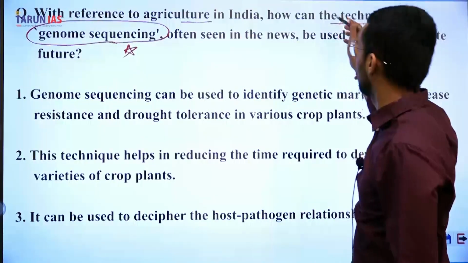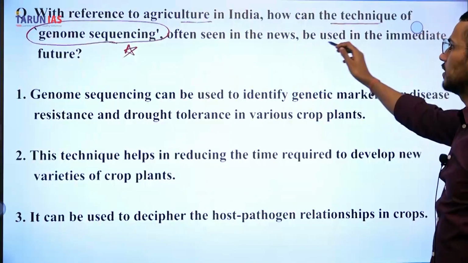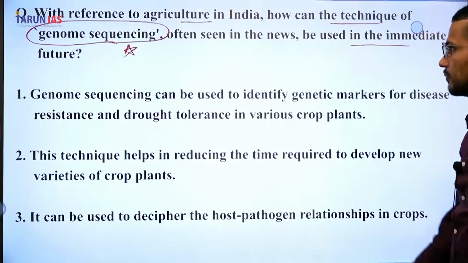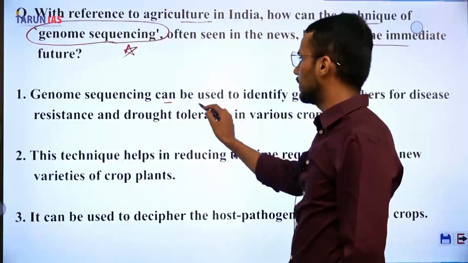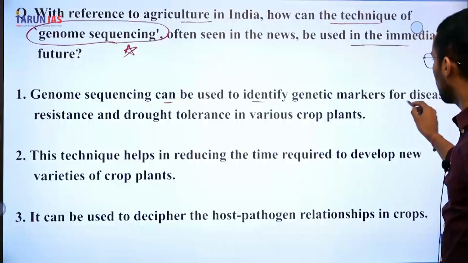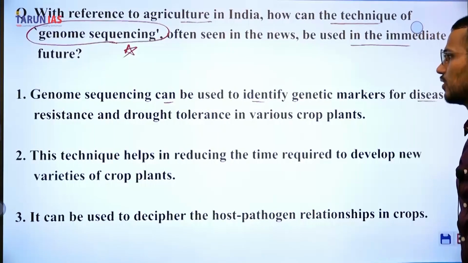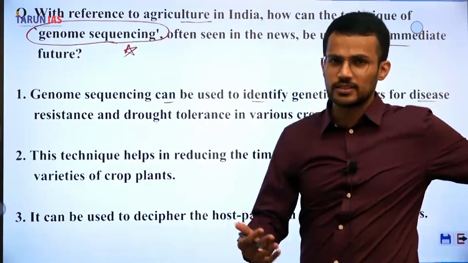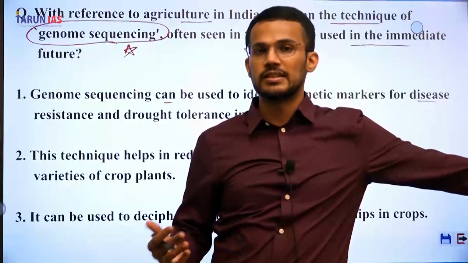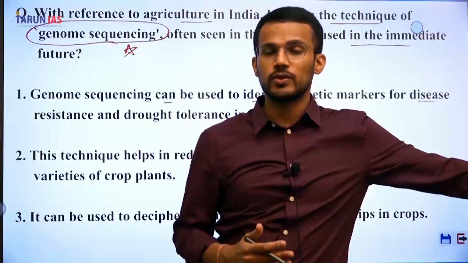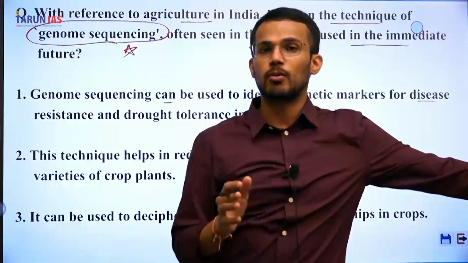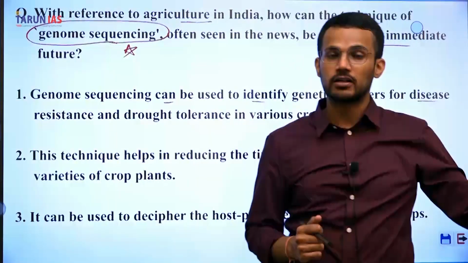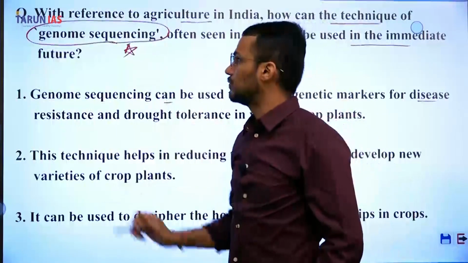With reference to agriculture in India, how can the technique of genome sequencing, often seen in the news, be used in the immediate future? Fine. So statements are: first, genome sequencing can be used to identify genetic markers for disease resistance and drought tolerance in various crop plants. Yes, this is the advantage of genome sequencing in agriculture, because in genome sequencing we will be able to get information about various markers, and the characteristics exhibited by those markers can also be identified with the help of genome sequencing.